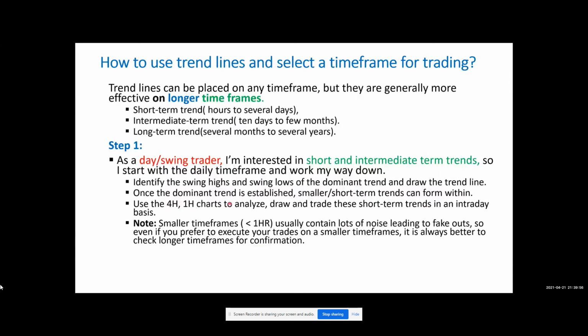4-hour to 1-hour chart, and you will get a lot more data. You'll get a lot more candlesticks once you shift to a smaller time frame. You can draw your same trend lines in those time frames, right? After identifying swing lows and highs, draw the trend lines. Important note here, smaller time frames usually contain a lot of noise leading to fake outs. So even if you prefer to execute your trades on a smaller time frame, it is always better to check the longer time frames for confirmation.